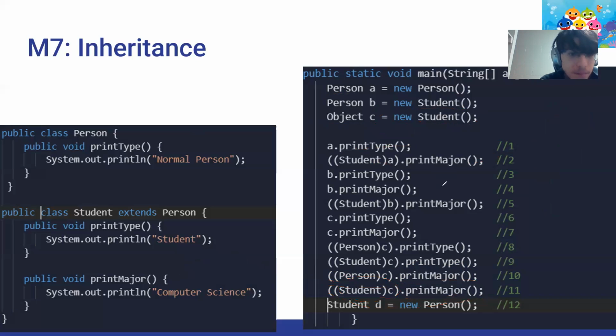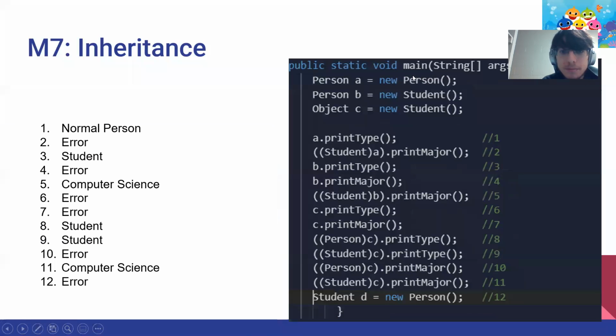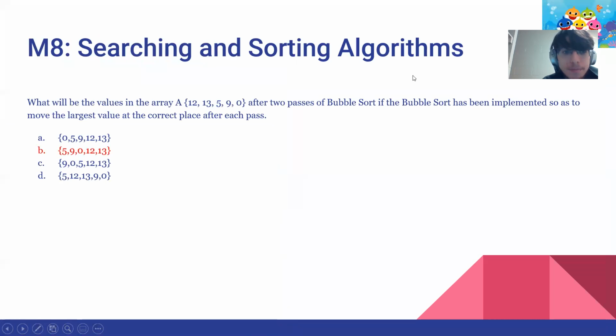How about the last line? Well, is this okay? Does it work? No, it doesn't work, right? Because we have to go from right to left. We check, is a person a student? It's not. It's the other way around. A student is a person. So we can't have this. This is no good. It doesn't compile. Okay.